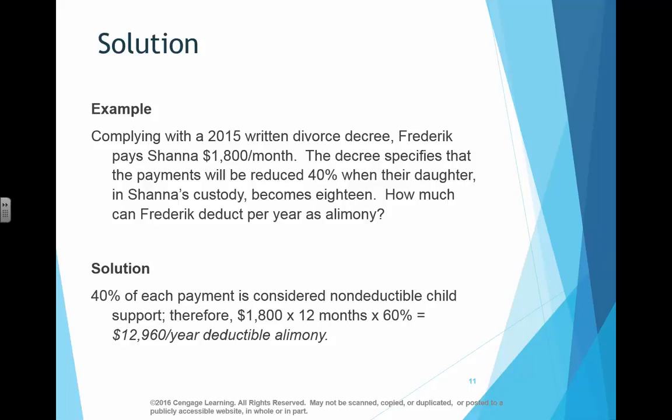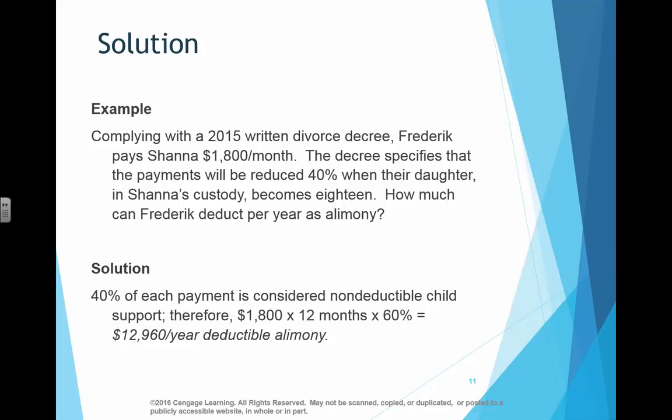Until she turns 18. Right, but it's 40% of it's child support. It's not alimony at all. So that's what you have to pick up from that. If it's contingent on something other than just paying it, then you've got to dig in and say, is it really alimony? No, 60% of this is alimony, 40% of this is child support. So 720 of it's child support. So 1,800 times 0.6 gives you how much per month is the alimony. Then times 12.